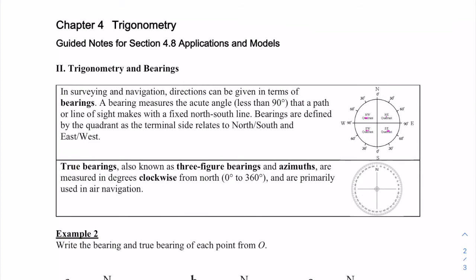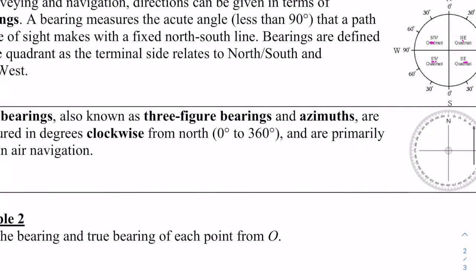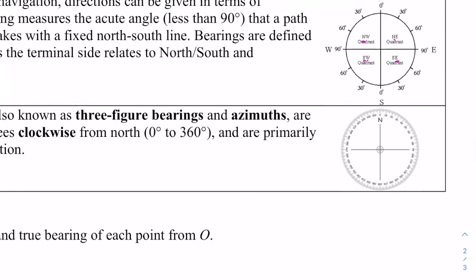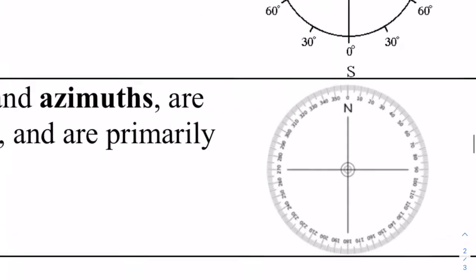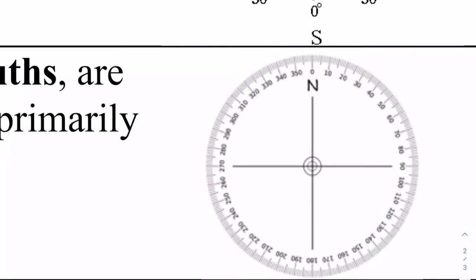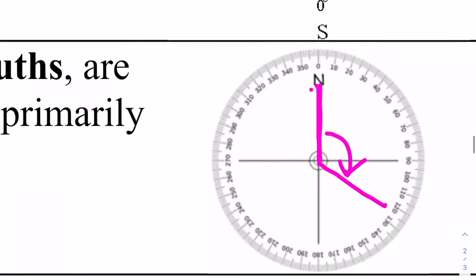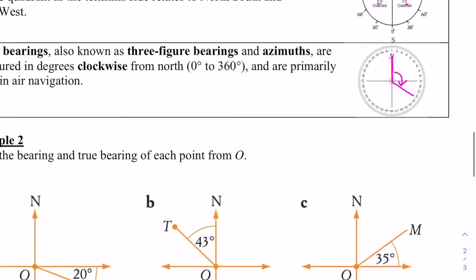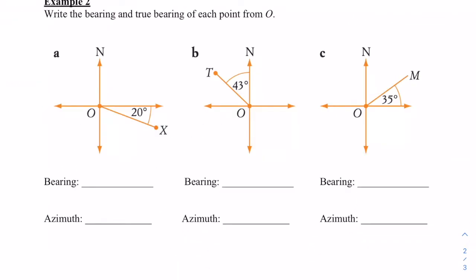Now, true bearings, also known as azimuths, are used from 0 to 360 and go clockwise. Just looking at this protractor here, you could tell. For true bearings, you're always going to start at north, and then you're going to open that angle and go in a clockwise rotation until you get to 360. Okay, let's determine the bearing for each of these angles, and then we'll look at the true bearing.